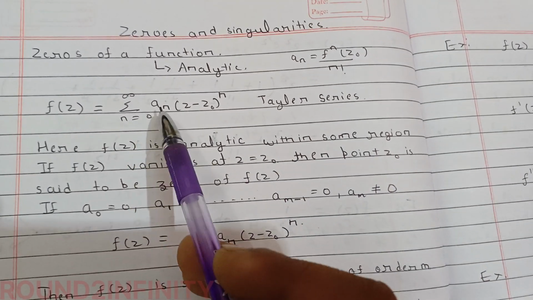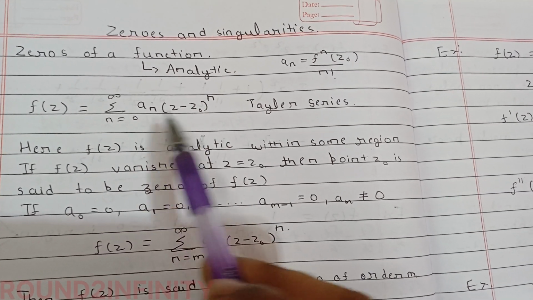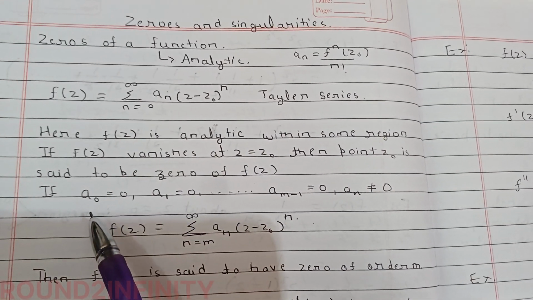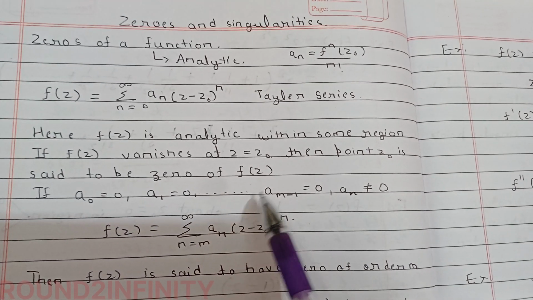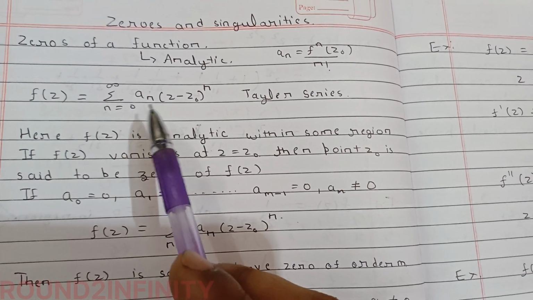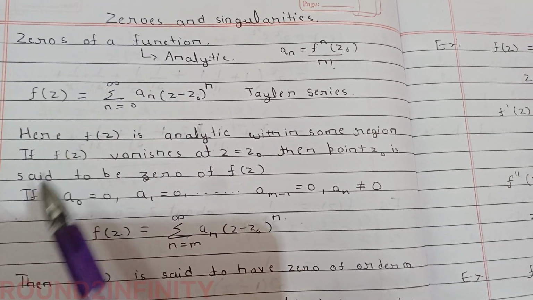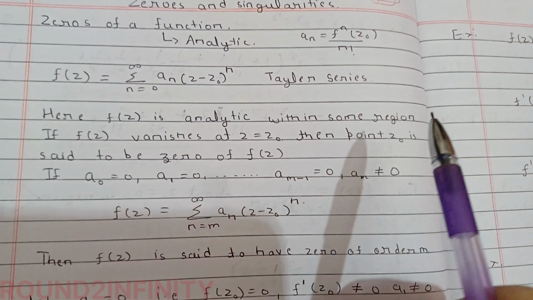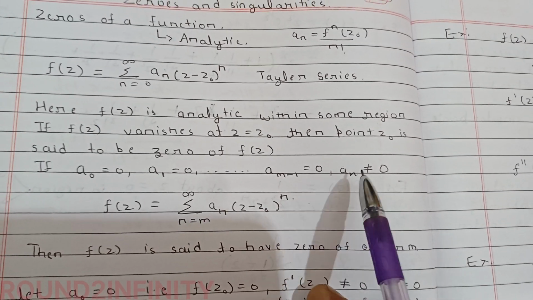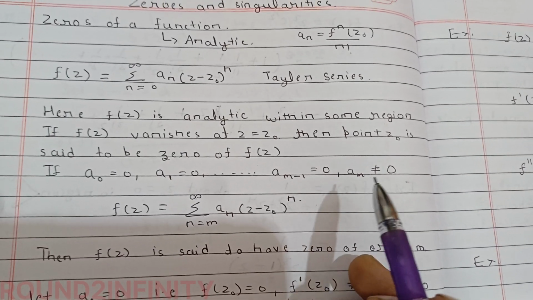So let's say the series is a0 plus a1 (z minus z0) to the power 1, a2 (z minus z0) squared, and so on. That's how it will go. And say a0 equal to 0, a1 equal to 0, and it will go like that, and the last a(m minus 1) is 0, but a_m is not equal to 0. So for example, let's say we have a0 equal to 0, a1 equal to 0, but a2 is not equal to 0. So we call that a zero of second order. Means then f(z) is said to have a zero of order m at which a_m is non-zero. So let's take some examples.